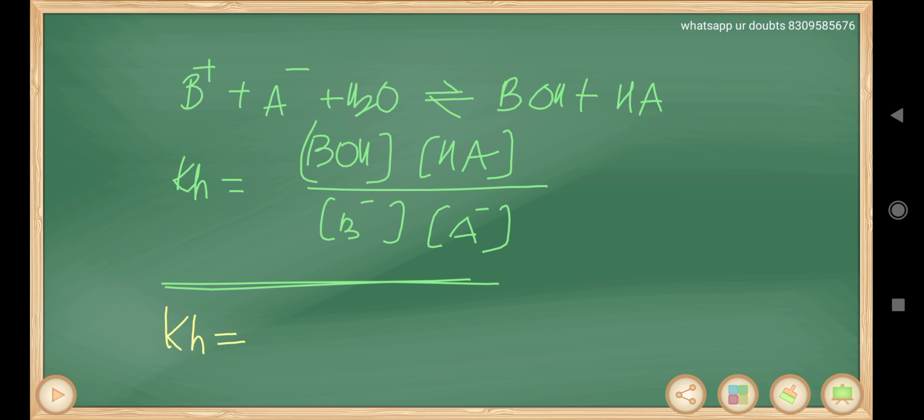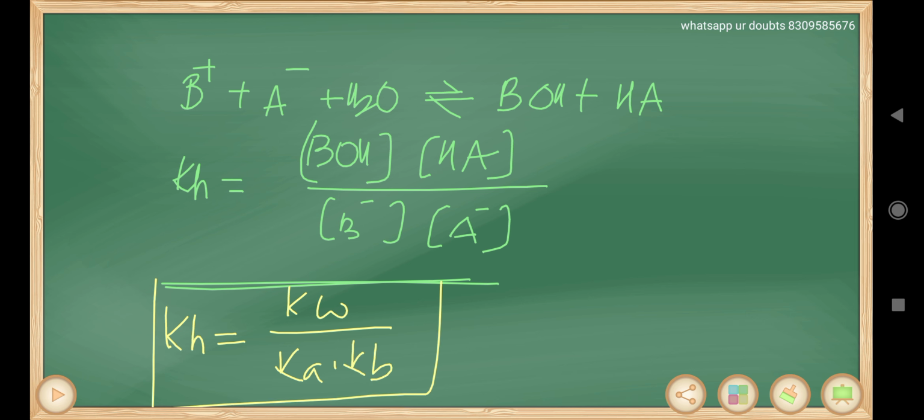We use this one the most: KH is equal to Kw by Ka into Kb. Both are there, so Ka into Kb. The hydrolysis constant KH is equal to Kw by Ka into Kb. Here, the solutions are almost close to 7, so there is no litmus test for this. We don't use any litmus test here.